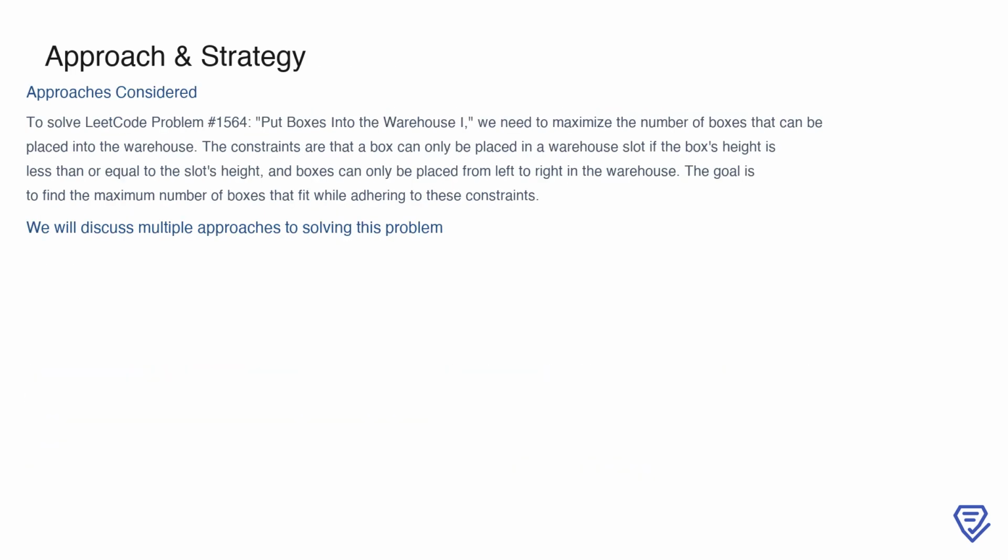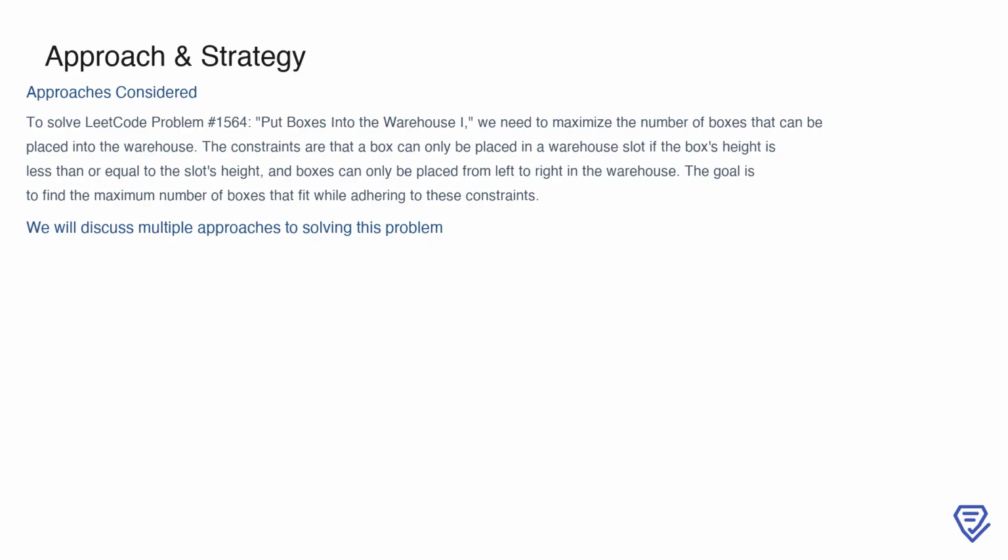To solve the problem of maximizing the number of boxes that can be placed into the warehouse, we need to carefully navigate the constraints. A box can only be placed in a slot if its height is less than or equal to the slot's height, and placement must proceed sequentially from left to right in the warehouse. This means we can't skip slots or rearrange the order of placement. The challenge lies in finding the most effective way to fit as many boxes as possible while respecting these rules.